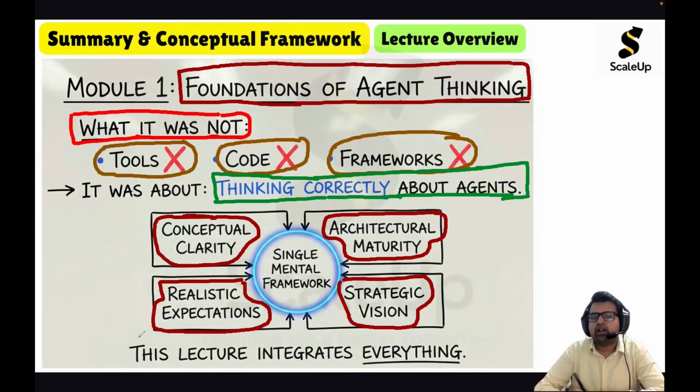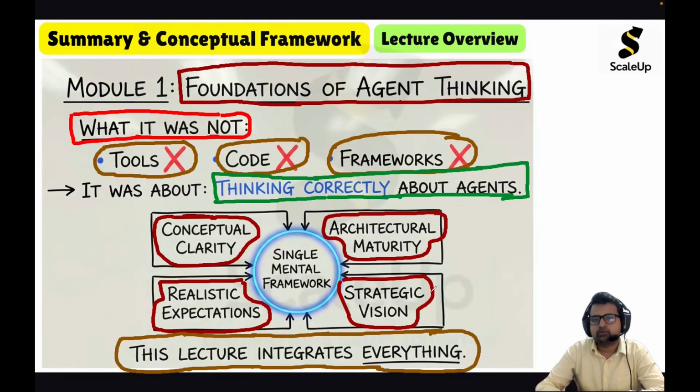And this particular lecture will be like a revision of module 1, wherein we will integrate all the important concepts which we have discussed in module 1. That's why this lecture is the summary and conceptual framework.